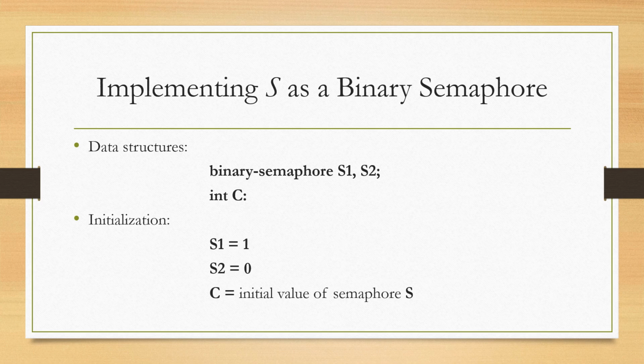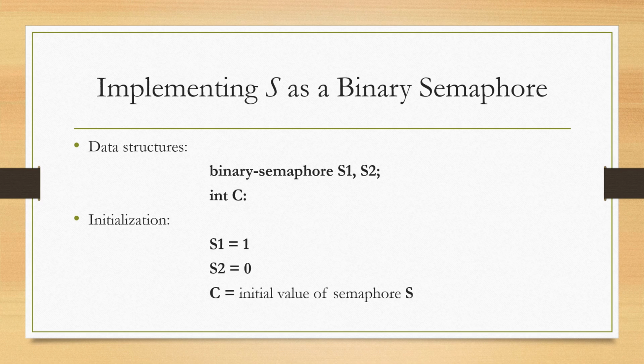Initialization. S1 equals 1: initially S1 is set to 1, indicating that the first process can access the critical section. S2 equals 0: initially, S2 is set to 0, meaning the second process must wait. C equals initial value of semaphore S. This represents the number of available resources, or the initial state of the binary semaphore.